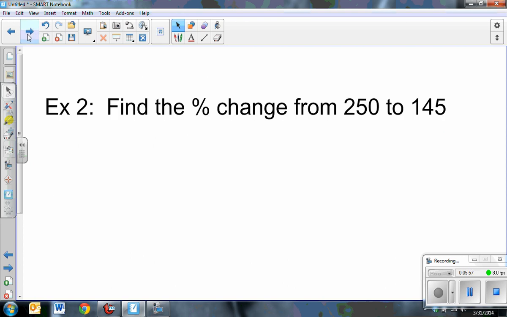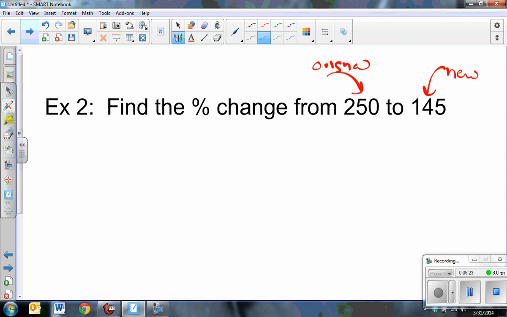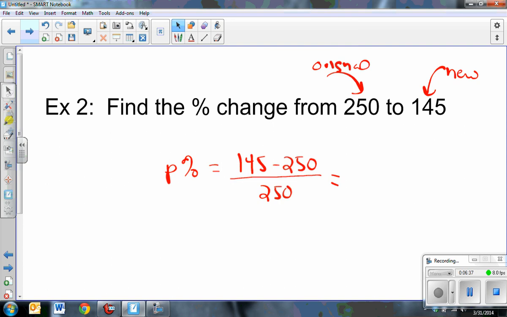So another problem, same idea, find the percent change from 250 to 145. Well, what do you know right away? Are we talking about an increase or a decrease? We're talking about a decrease, okay? Which is the new? Okay, which is the new? The 145, right? So this is new. This is original. So my percent increase or decrease is my new minus my original divided by my original. Okay? So work it out, 145.